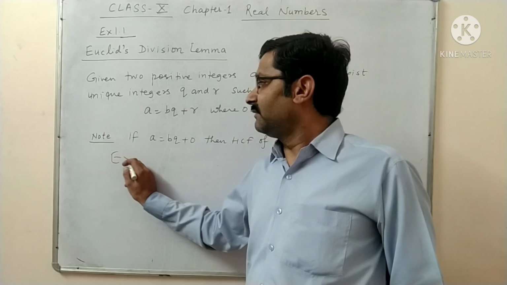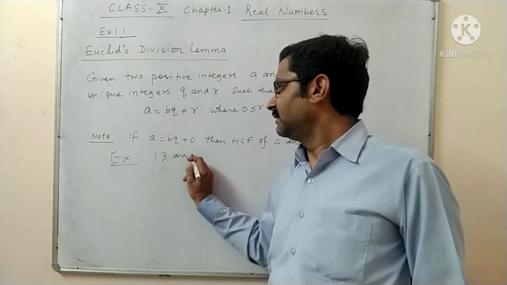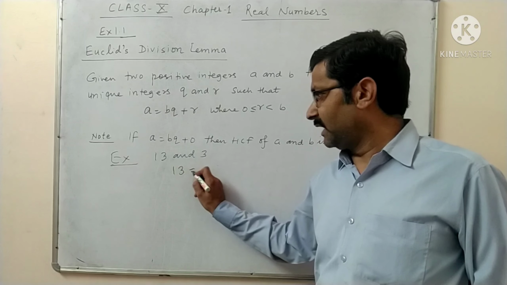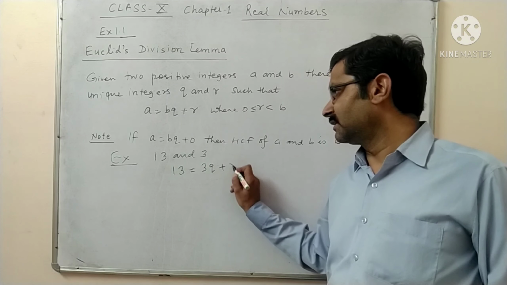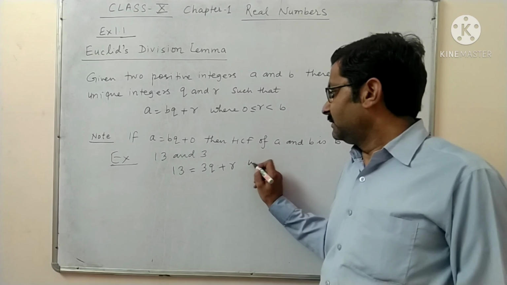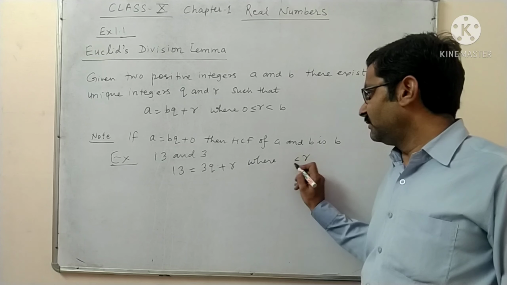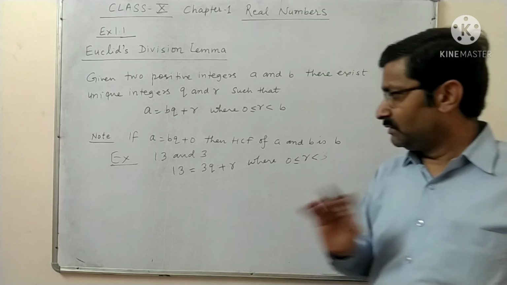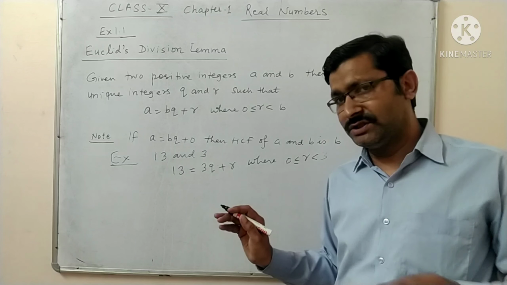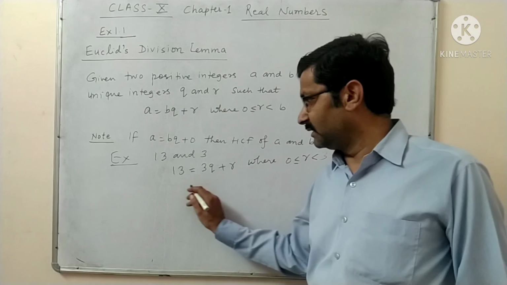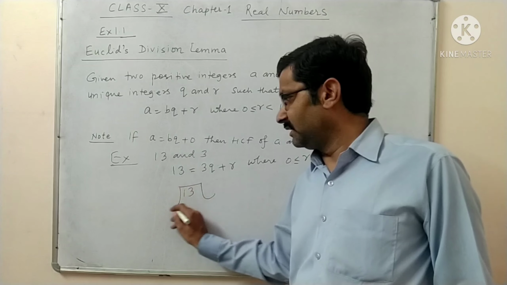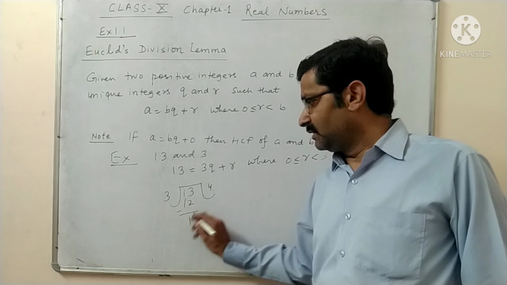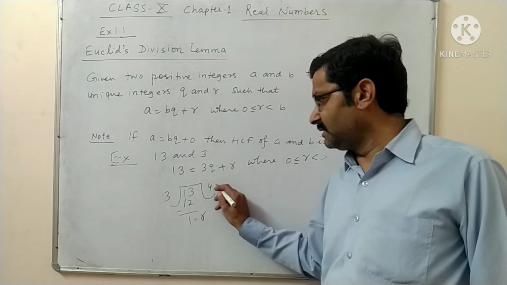Look here, if we have two numbers 13 and 3, we have to write 13 in the form 3q plus r, where r is greater than or equal to 0 and less than b, which is 3 here, so less than 3. How do we get q and r, the quotient and remainder? We divide 13 by 3: 3 fours are 12, remainder 1. So this is r and this is q.